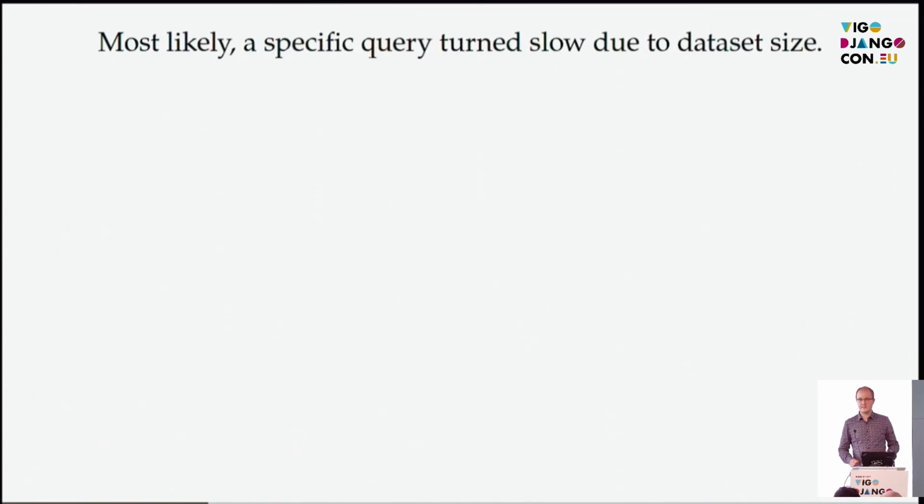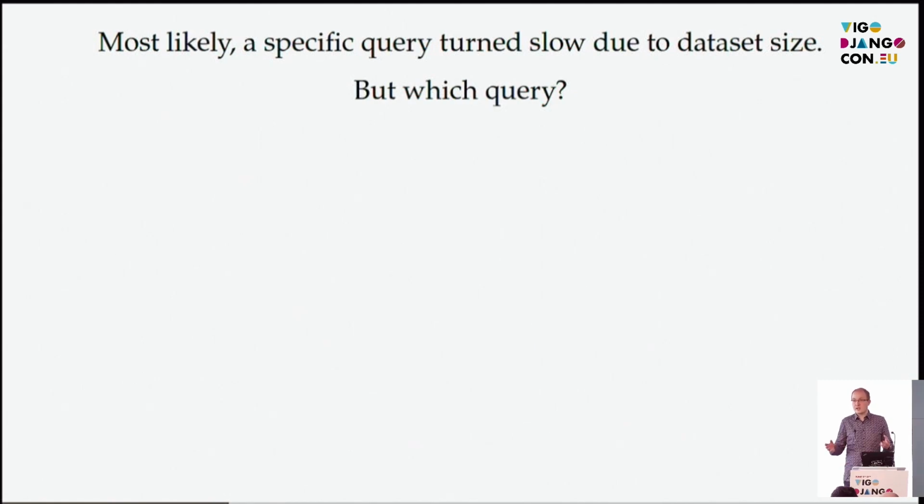What most likely happened is that one of your queries is suddenly slower than when you tested it because of your growth in database size. But how do we figure out which of the queries it is if they're all slow in our Django Debug Toolbar locally?